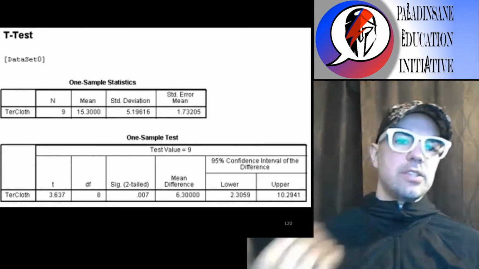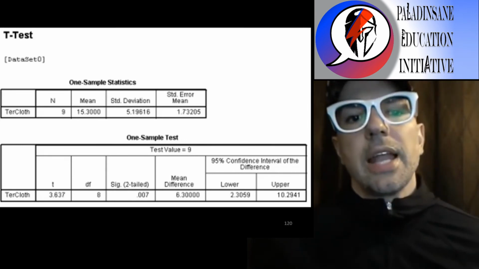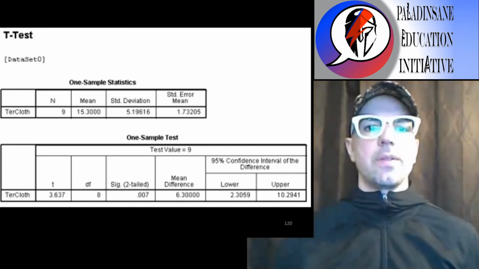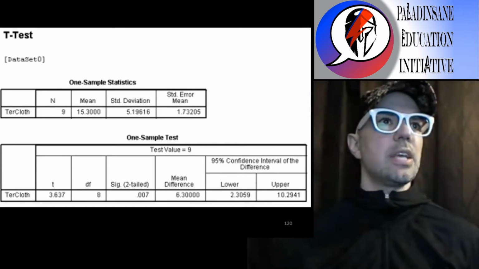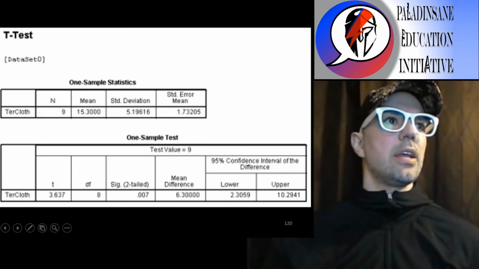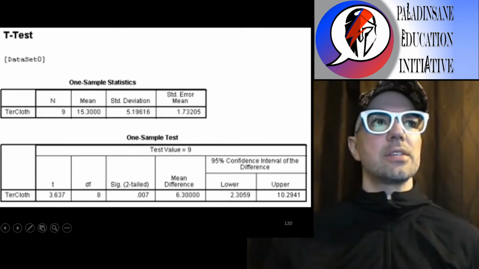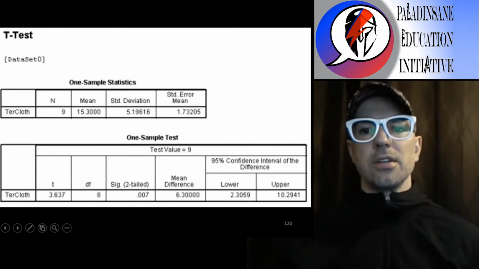So we got 2 tables here, and you're going to want to use both of these tables. Now, the first one that you want to start with is that top table, labeled one sample statistic. You can see right here, it lists the variable that was used to analyze it. So it lists our tear cloth variable, and we want to check this to make sure that we entered in the correct data. So how do we do that?